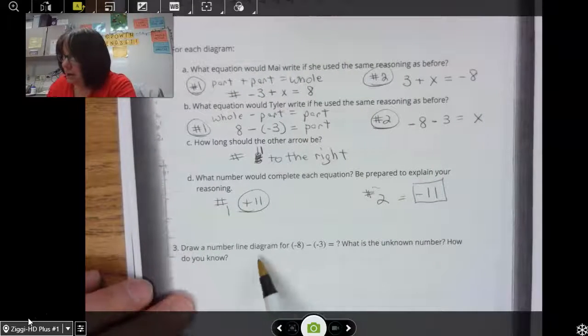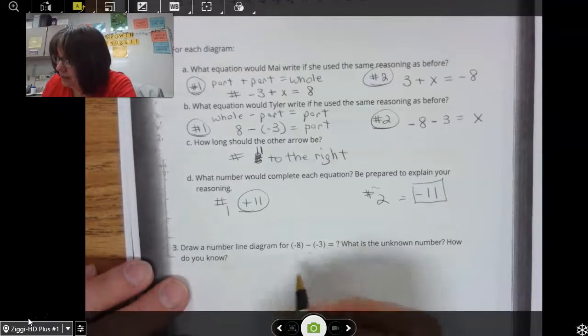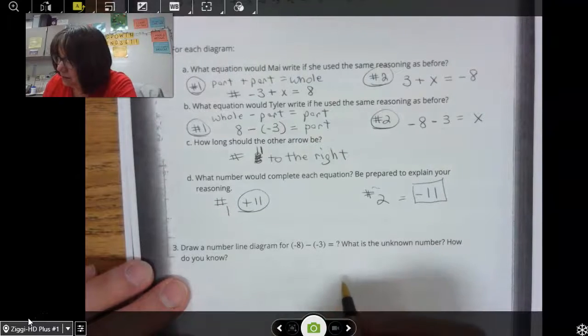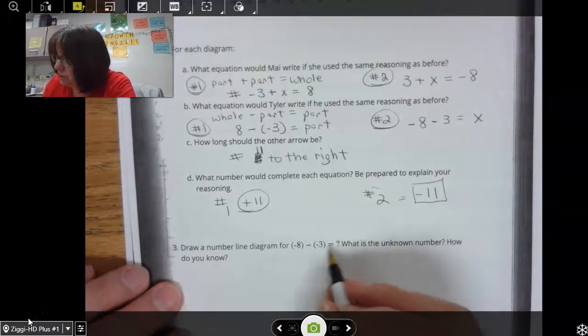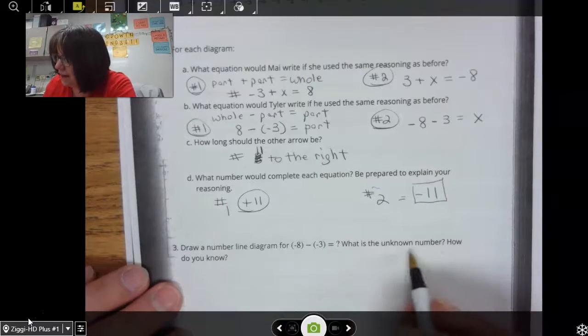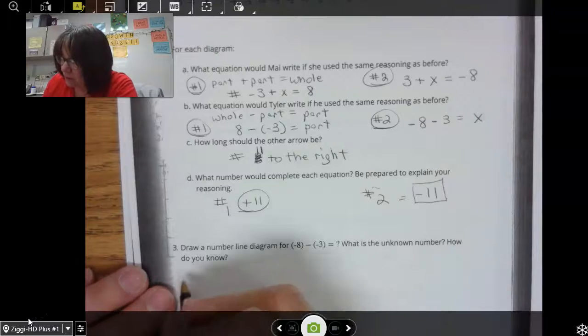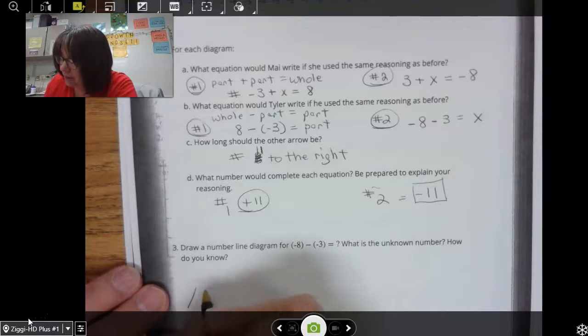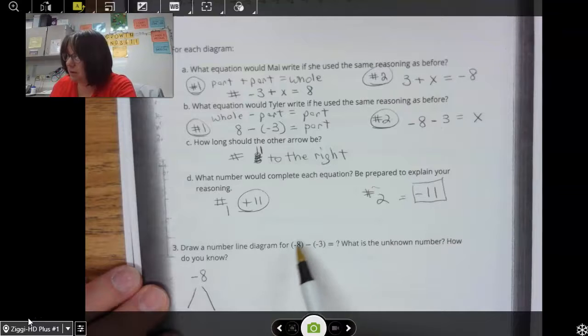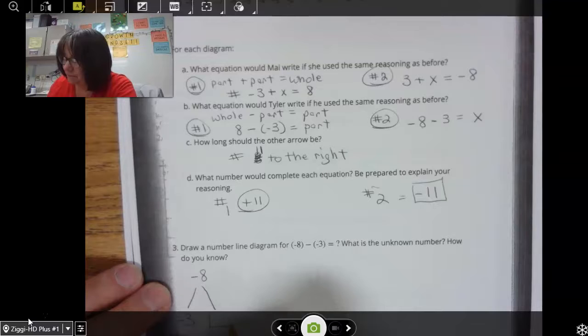So we're going to draw a number diagram for -8 minus -3. So again, the first thing I would do is find that unknown number. So I'm going to do a number bond. Right here it's showing me that -8 is my whole, because that's what I'm starting with. I'm going to subtract a part, which is -3. This is the number I'm looking for, my x.